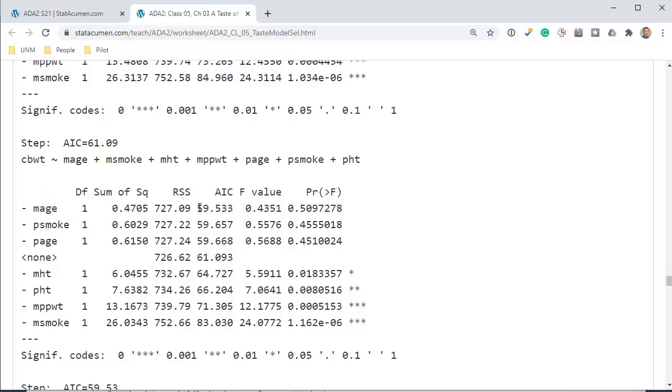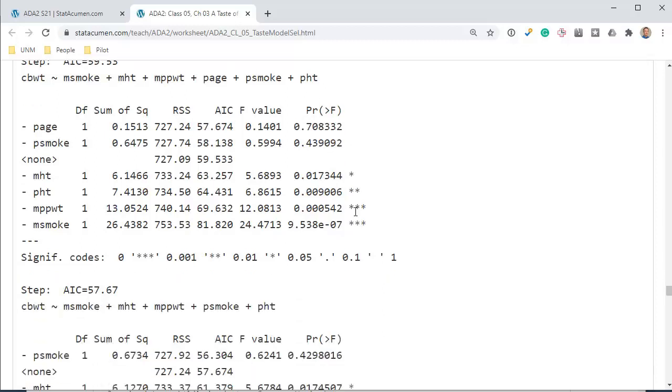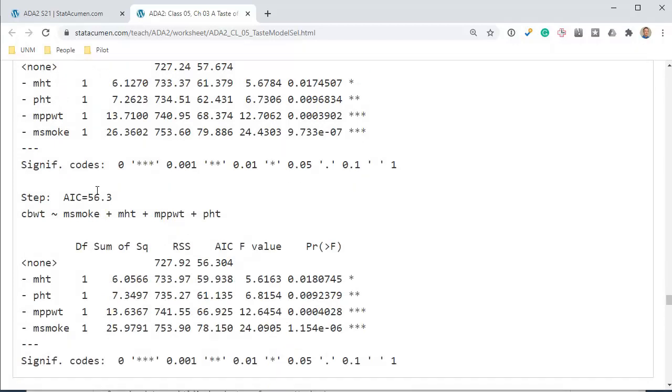get down to reduce the AIC from 61 down to 59. And then you can remove the father's age to go from 59 down to 57. Each time, the significance of these predictors is insignificant. Father smoking, you can go from 57 down to 56. And finally we get to a model where 56 is the lowest AIC. If you remove any other variables, the AIC goes up.